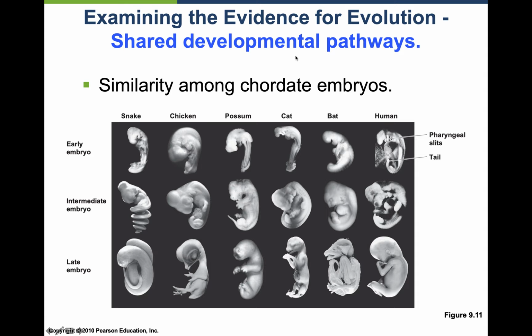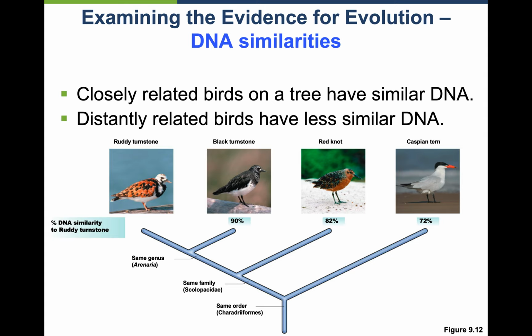There's also shared developmental pathways. So similarity among embryos helps us understand our evolutionary past. So here's snakes, chickens, possums, cats, bats, and humans. And what's interesting is that each one of us humans, and also all these other mammals, had gill slits at one point in time and a tail. And this tail, throughout development, becomes reduced and fused, whereas in other animals it does not. And what you'll notice is that these other organisms have tails as well, but there's just a lot of similarity between these organisms that give us hints as to where our evolutionary path came from.